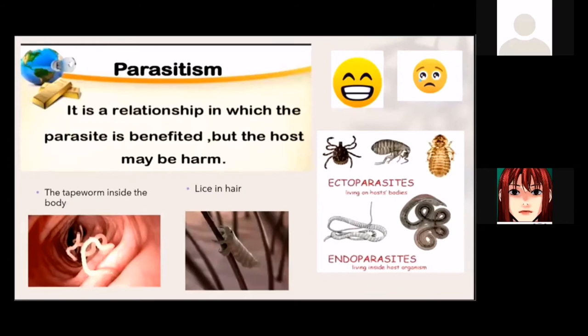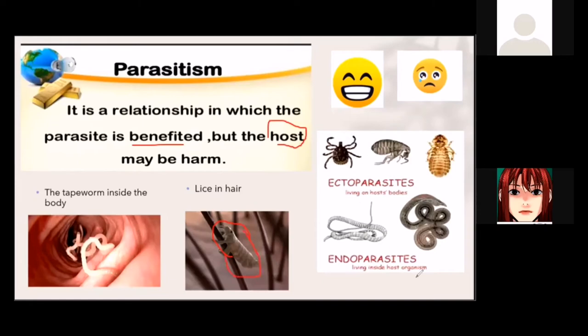These animals or insects here are called parasites. They gain benefit, but the host is the animal in which the parasite lives. Let's say this lice lives in my hair, the insect is the parasite and I am the host. The parasite gains benefit, but I may be harmed if there are a lot of parasites in my hair. So this is parasitism.